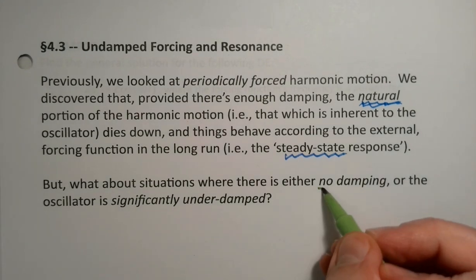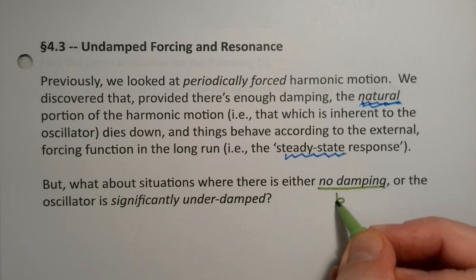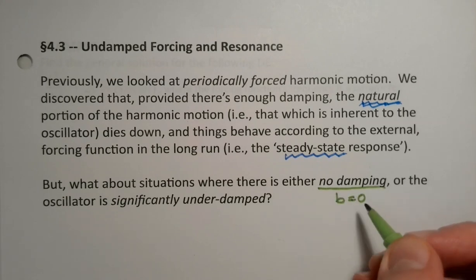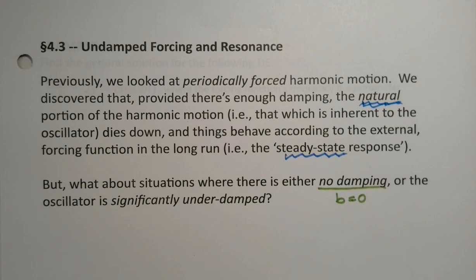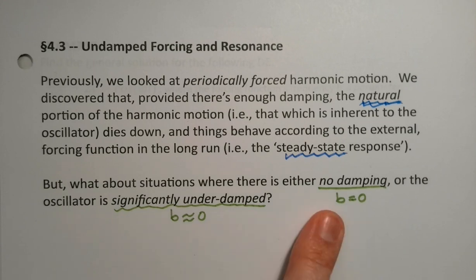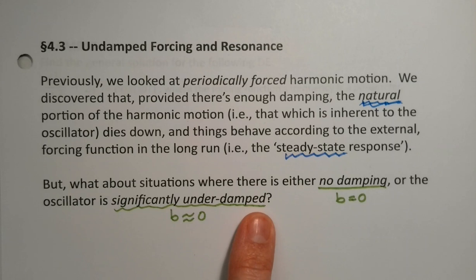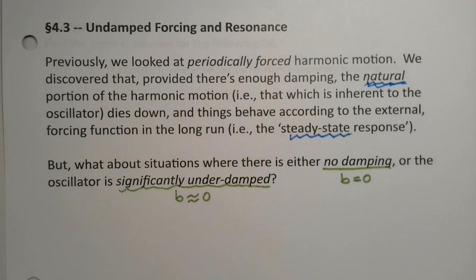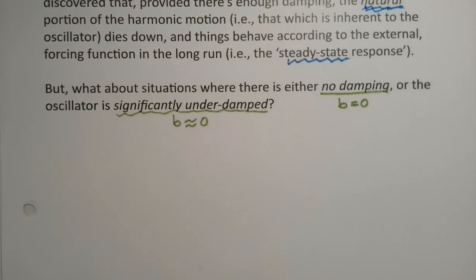And if you remember, damping in our harmonic oscillator equation was the B term. So if there's no B term, but we're also going to allow for significantly underdamped situations, that means the B is really, really small. It's basically equal to zero. So this section is going to focus on those two situations. One where there's no damping, and the second, which is kind of a corollary, which is what happens when you have basically zero damping, but not exactly zero.